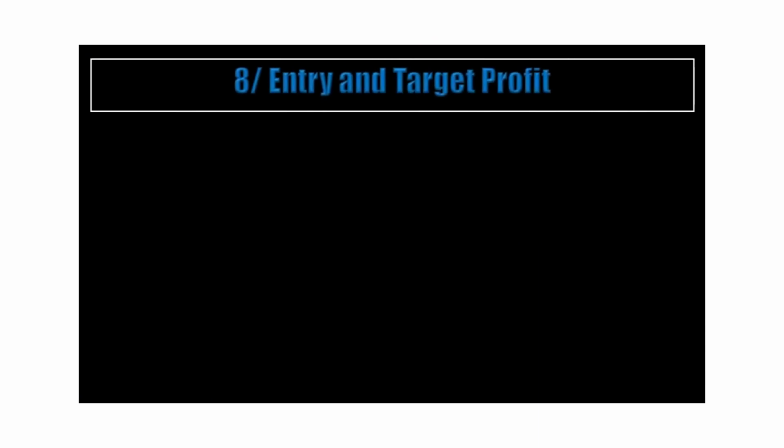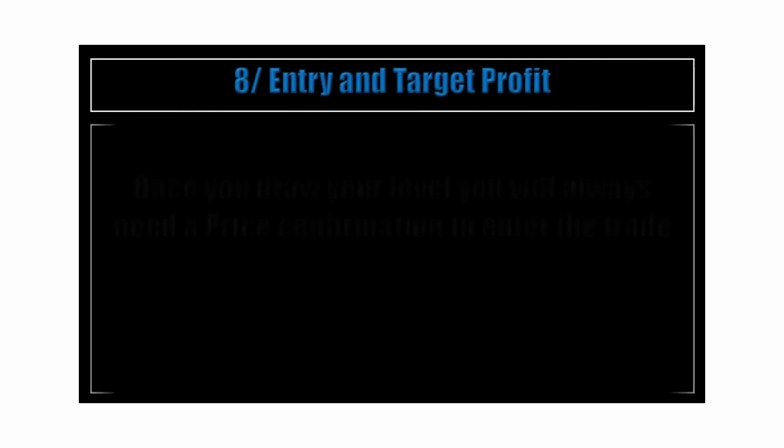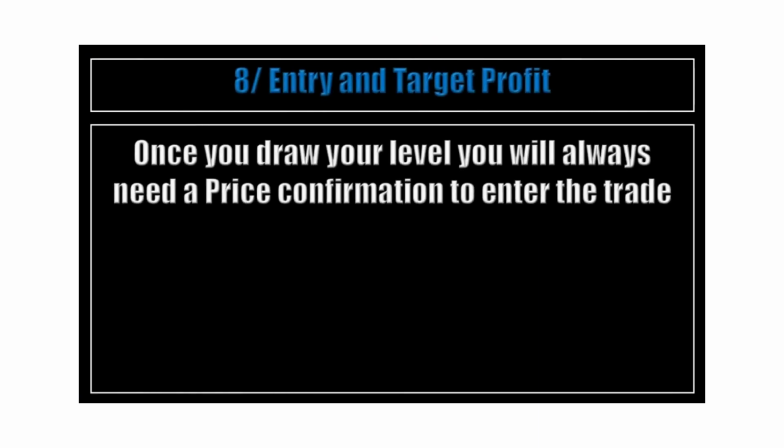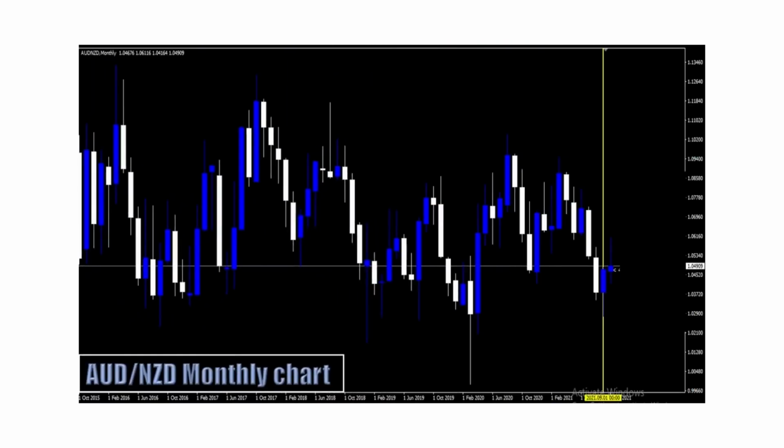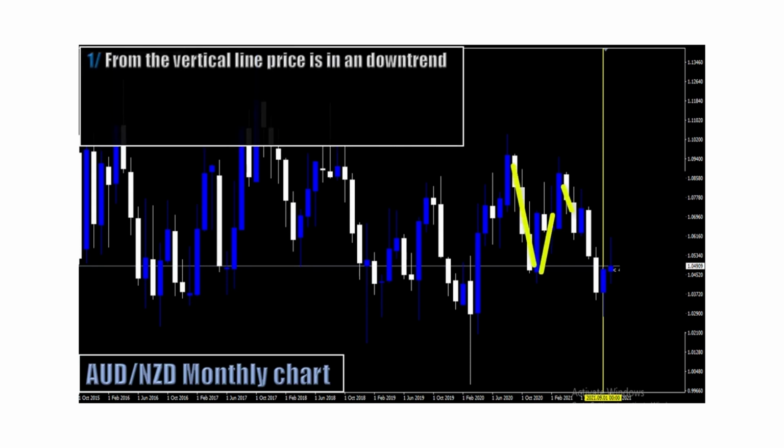Eighth element, entry and target profit. Once you draw your level, you will always need a price action confirmation to enter your trade. I will show you now a trade we took 2 weeks ago in my Telegram signal group. This is the NZD/USD monthly chart. From the vertical line, price is in a downtrend.